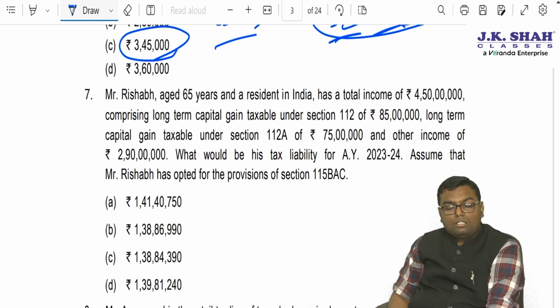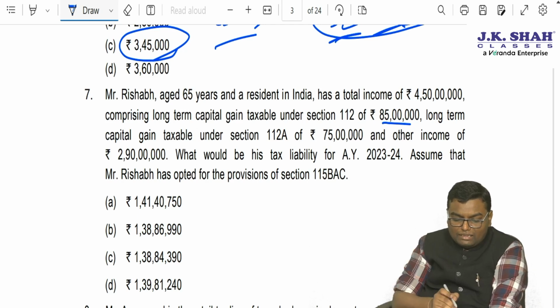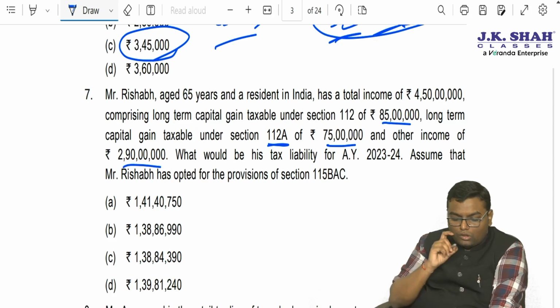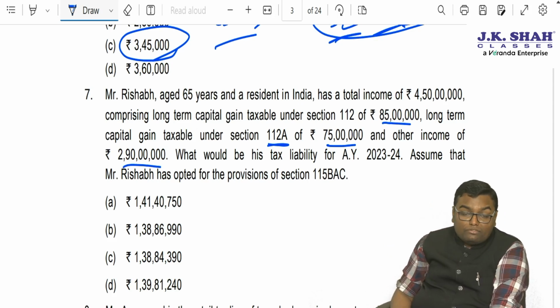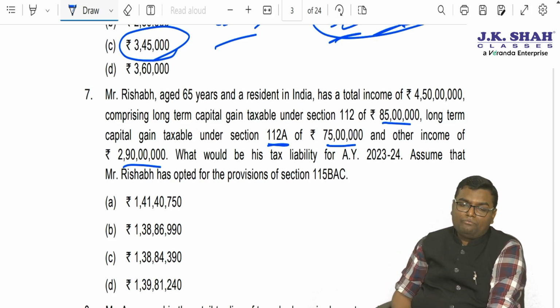Then Mr. Rishabh, aged 65 years, is a resident in India, has a total income of 4 crore 50 lakh, comprising long-term capital gain taxable under section 112 of 85 lakh, long-term capital gain taxable under section 112A of 75 lakh, and other income of 2 crore 90 lakh. What will be the tax liability? Assume that Mr. Rishabh has opted for section 115 BAC.